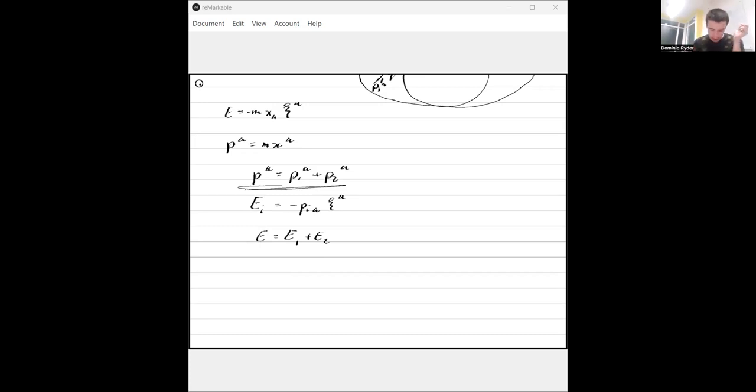Now, because ξ is space-like in the ergo region, it is possible for the energy of one of the particles, let's pick 1, to be less than 0. So normally we define energy as bounded below. We don't let energies be negative. So what's going on here?